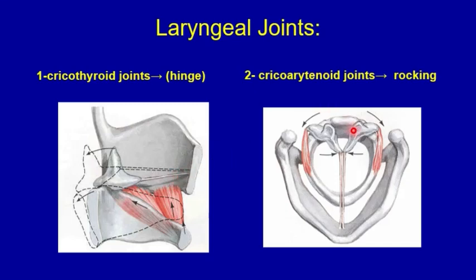The other joint is the cricoarytenoid joint, between the arytenoid cartilages and the posterior part of the cricoid. The arytenoid cartilage has two processes, the muscular and the vocal. When the muscular process is pulled anteriorly, the vocal process of the arytenoid rotates medially, and the exact opposite happens if the muscular process is pulled posteriorly. The vocal process moves laterally and opens up the glottis.